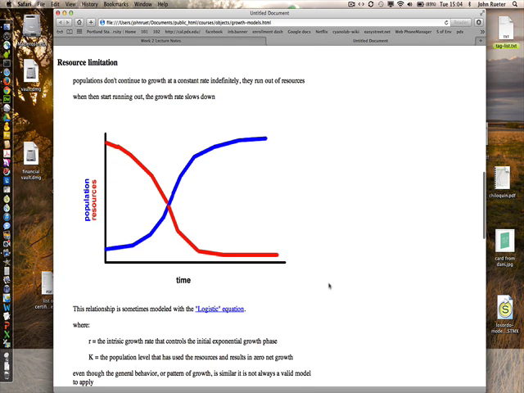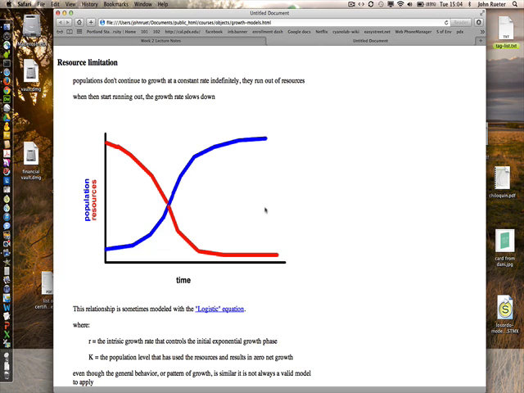Another type of model that we look at is basically a resource limitation model. One particular formulation of this is called the logistic equation. That is a simple mathematical formula that describes this blue curve. This blue curve has rapid growth when there's lots of resources, and then the growth slows down when the resources are limited. And in the logistic growth equation, that one mathematical formulation, like I said, R controls the initial rapid exponential-like growth, and K controls the final level that the population can go to.